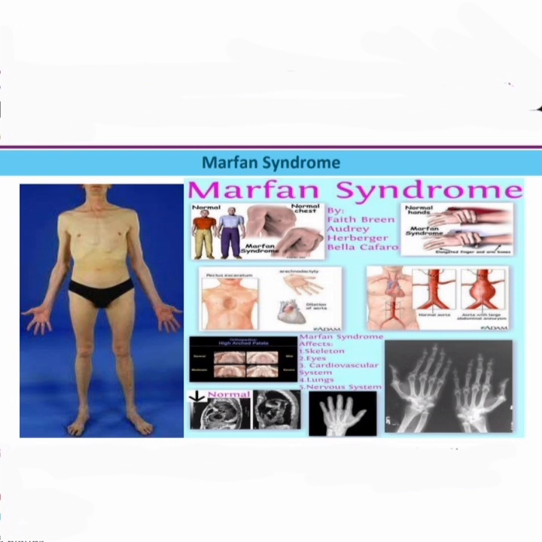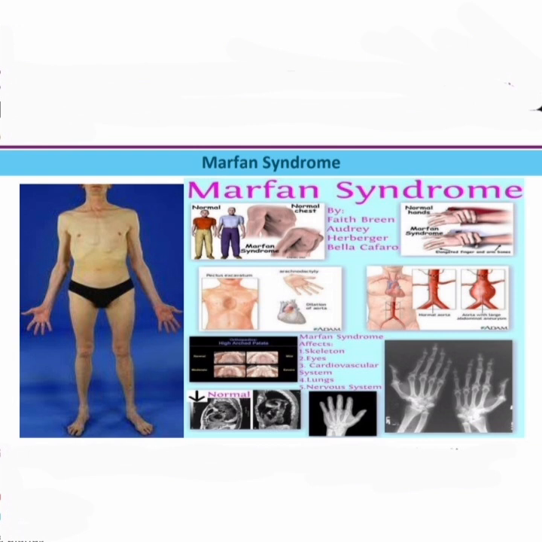Then for the head: thin long face, high arched palate, dental abnormality, that is overcrowding, and supporting aids, hearing aids or glasses.